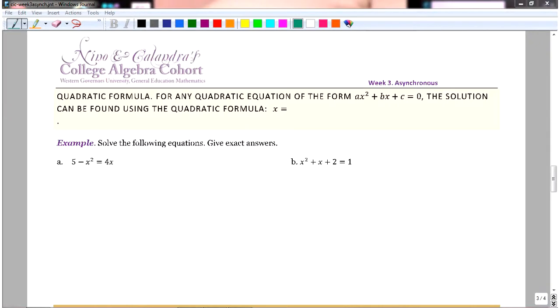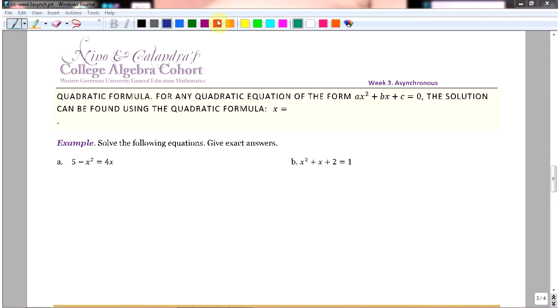Okay, so far for solving quadratic equations, we've seen how to do it using the zero product property and using the square root property. Well, now we're going to look at the quadratic formula. So for any quadratic equation written in this standard form, ax squared plus bx plus c, a is the number in front of x squared, b is the number that's in front of x, and c is the constant, and we have that equation equal to 0, the solution can be found using the quadratic formula.